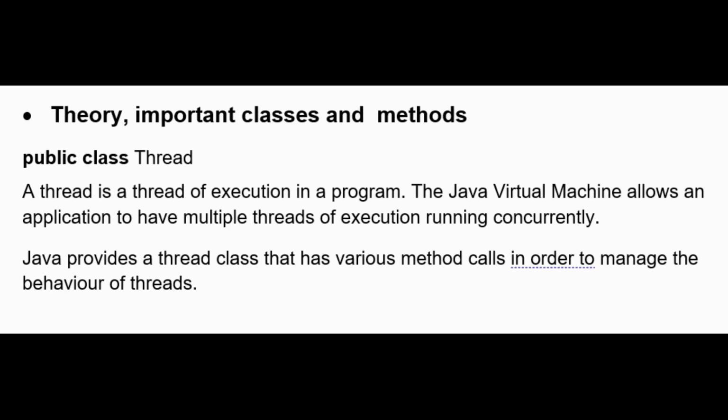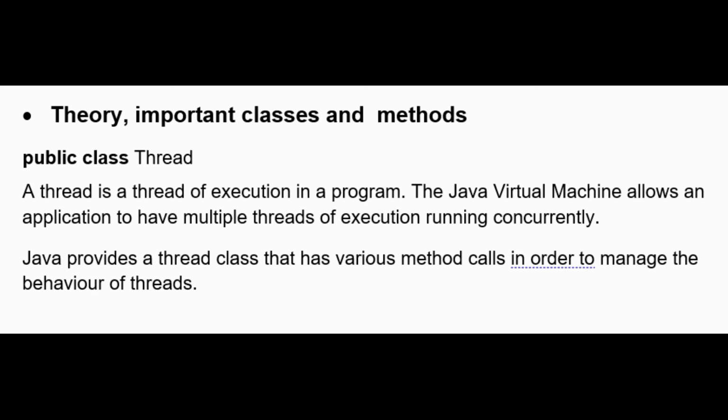Let us look at the theory of this program. So the theory says public class Thread. A thread is a thread of execution in a program. The Java Virtual Machine allows an application to have multiple threads of execution running concurrently. Java provides a Thread class that has various method calls in order to manage the behavior of threads. So this is some kind of a hint that has been provided to you for your experiment, and you have to do this experiment and send it to me at yuvrajjoshi@gu.ac.in.